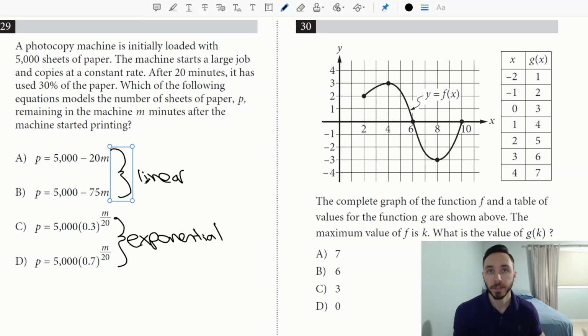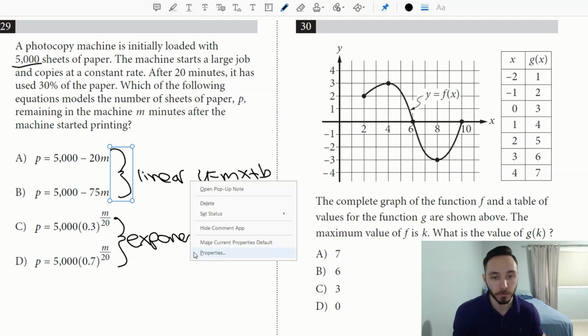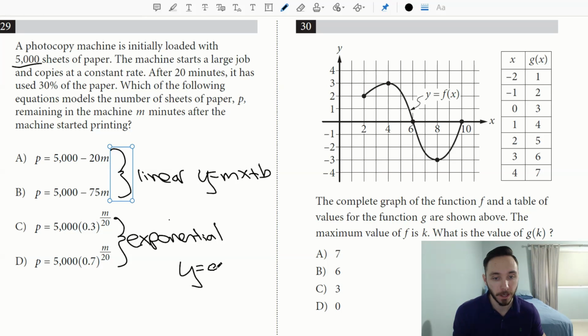Okay, so let's try to figure out, is this going to be linear or exponential based on the problem? A photocopy machine is initially loaded with 5,000 sheets of paper. We start on 5,000. If we think about linear, that's y equals mx plus b. If we think about exponential, I already wrote that default model earlier. That is a times b to the power of x.